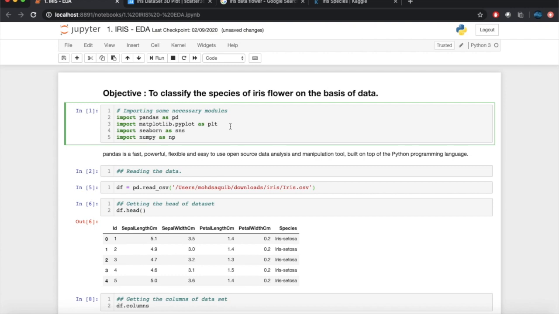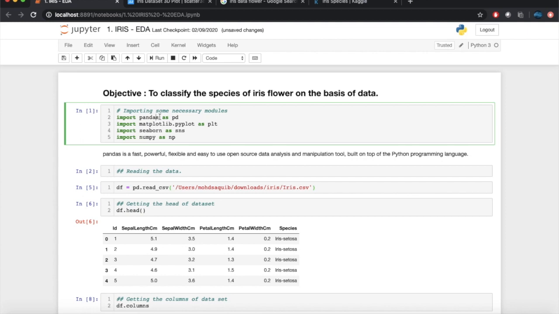The first and foremost step in any case study of data science or data analysis is to import necessary modules or libraries which are built in Python. So we are importing pandas, matplotlib.pyplot, seaborn, numpy. We will go through each of these libraries one by one.